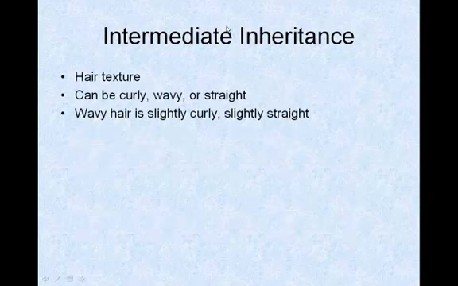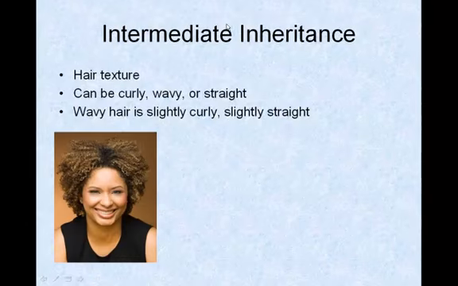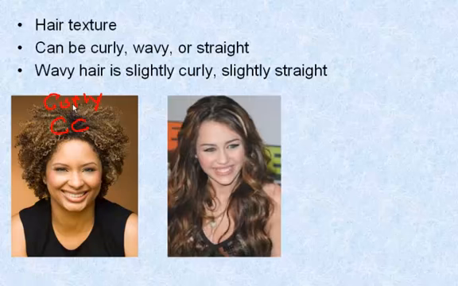This also can happen in humans with our hair. So our hair can be either curly, wavy, or straight. So this young lady here has curly hair. So her genotype is CC. She has 2 genes for curly. This young lady has wavy hair. She has 1 gene for curly and 1 gene for straight. And the result is wavy.